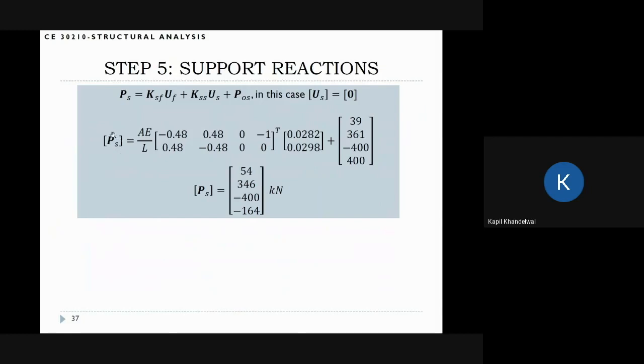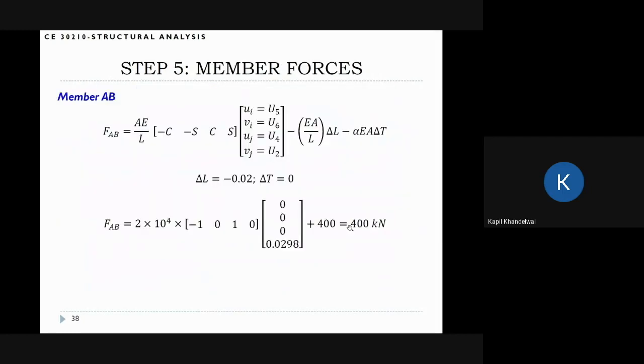And next, we can back substitute to find the support reactions. So support reactions are PS, and this is KSF UF. We have calculated UF, so we will need KSF. So this is the KSF multiplied by UF plus POS. We don't need KSS because US is 0. So this contribution is again 0, but we have to add POS. After we do this calculation, we can find the support reactions, P3, P4, P5, P6.